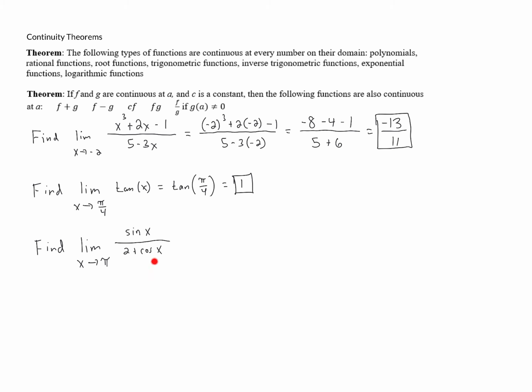And these functions are all continuous for all real numbers, so we don't have any domain issues there. So the sum of two continuous functions is a new continuous function, and then a quotient of two continuous functions is continuous, except where the denominator equals 0. But 2 plus cosine of x will never equal 0, because cosine of x is never negative 2. So that means that this new combination of functions is a continuous function for all real numbers.